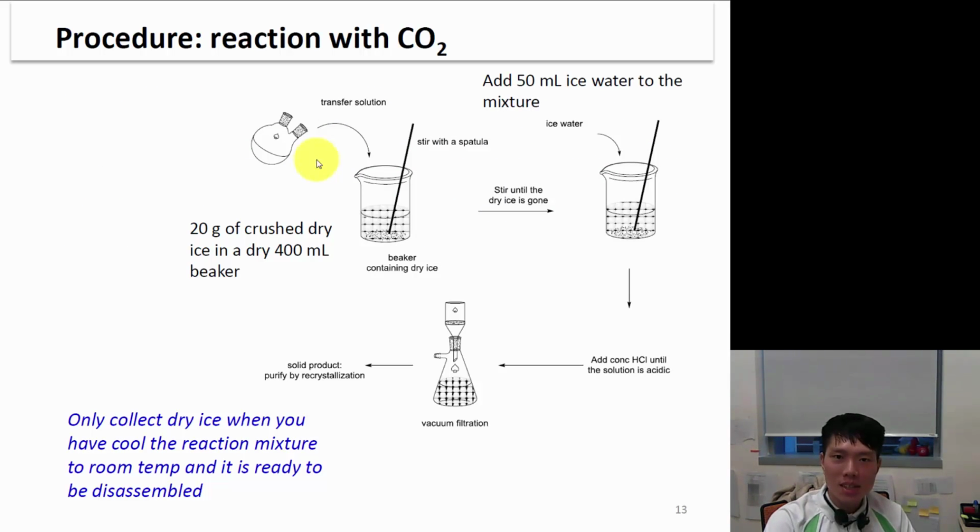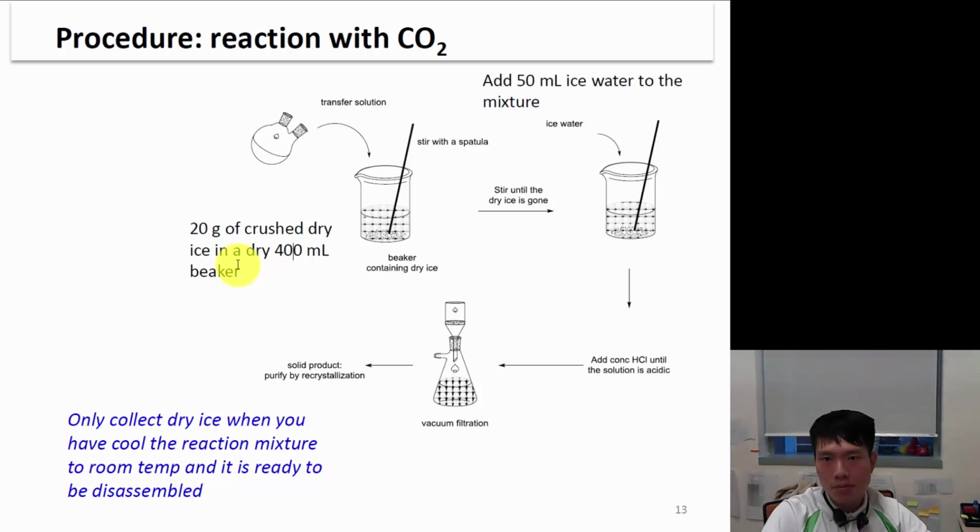The next part, you take out your RBF and then you transfer it carefully using a spatula, right, to the beaker that contains your solid CO2, your dry ice. Okay, make sure it's broken down. You want a high surface area, small pieces, right? 20 grams, measure carefully. Again, do not be too greedy. 400 ml beaker, we need a larger one to contain it, to have more reaction site. As you transfer, stir aggressively, okay, but not to break anything.